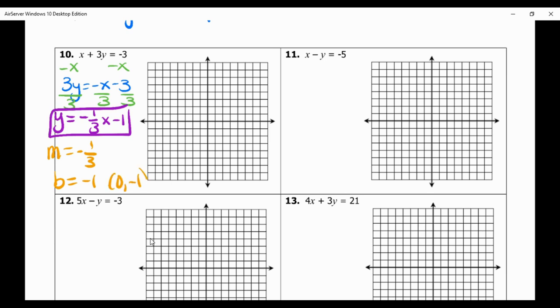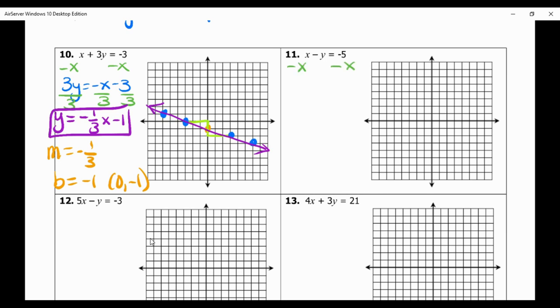So we're going to start at the point 0, negative 1, and use the slope to create additional points. We want a negative line, so we can move up 1 to the left 3, rise over run. From the y-intercept, we can also move down 1 to the right 3. Once we've created as many points that can fit on our graph, we're ready to connect and extend with arrows.